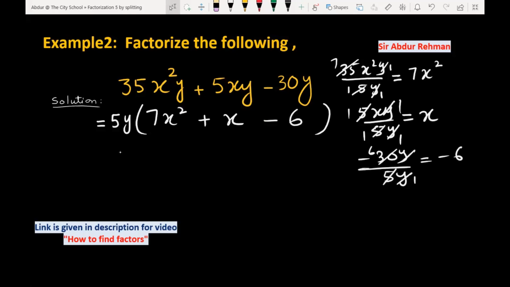So 7x square plus x minus 6. We are going to factorize this quadratic expression of the single variable x here.